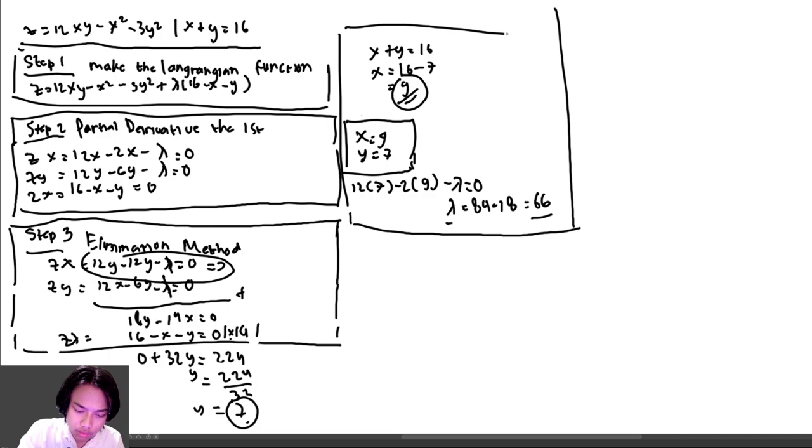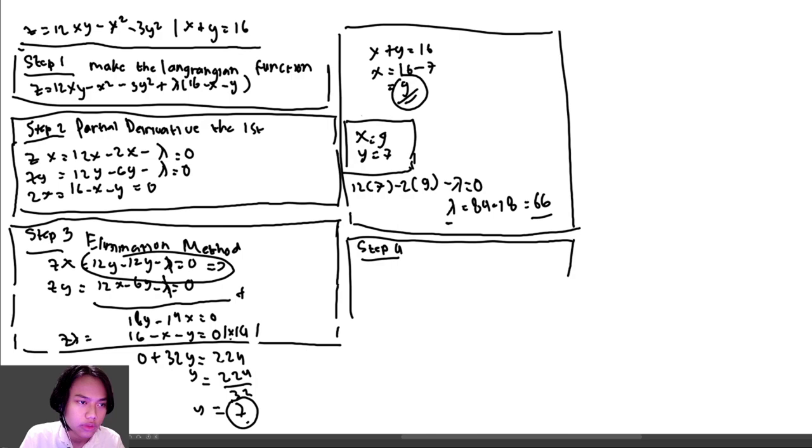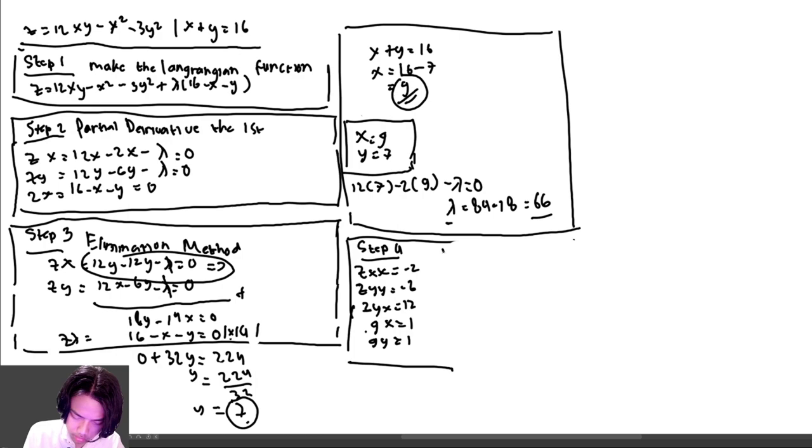We'll find if the z value is maximum or minimum. Then, if we put it in here, zxx equals minus 2. Then zyy equals minus 6. zyx equals 12, zxy equals 12 as well. Then we move again to step 5.